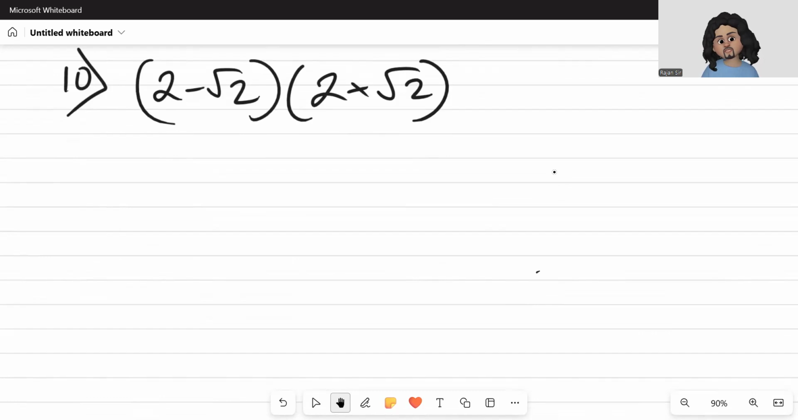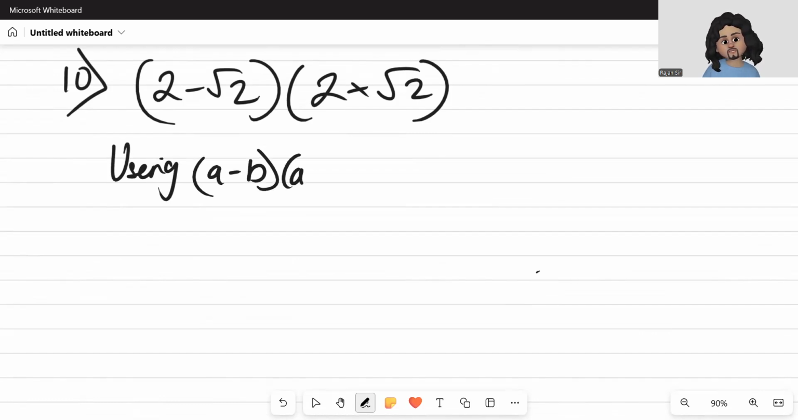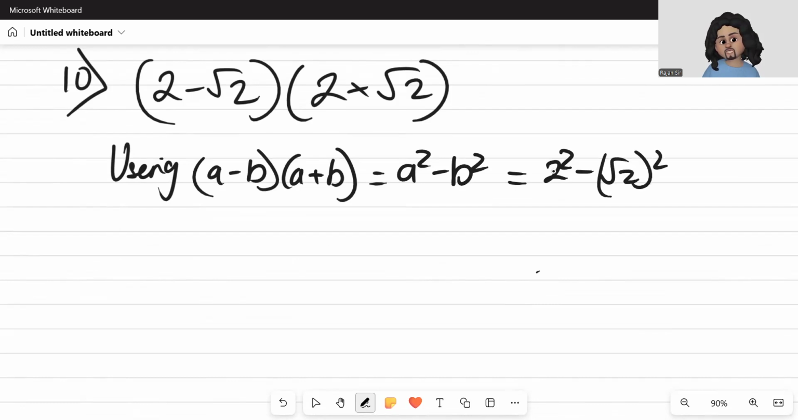And so this will be interesting. They might give you a combination like this. So in this case you have to prove it using a formula. This is a minus b, a plus b. So using a minus b, a plus b, we can have a square minus b square. So that is 2 square minus root 2 square. As you can understand, 2 square is 4 and root 2 square is 2. So this answer is 2, which can be written as p by q.